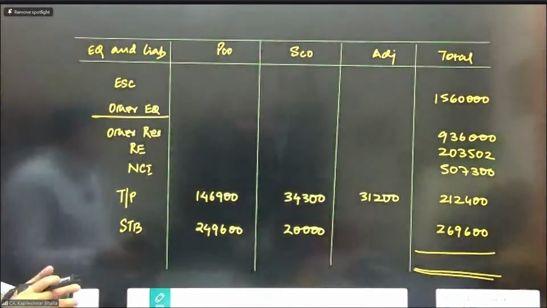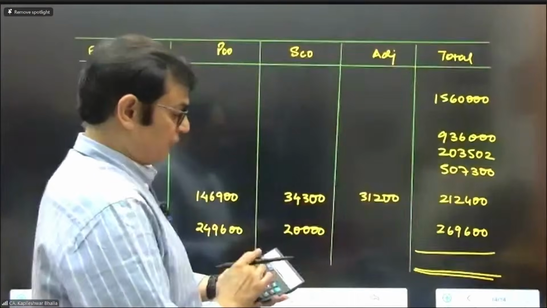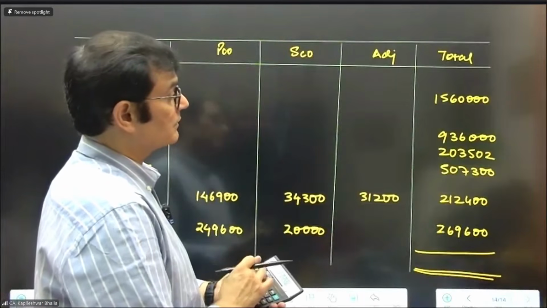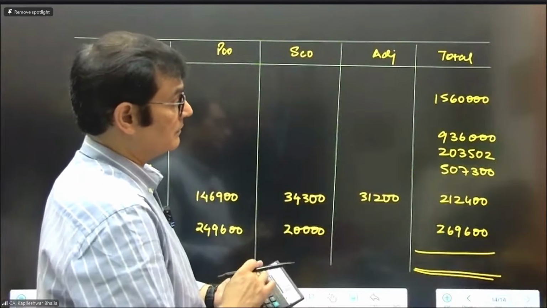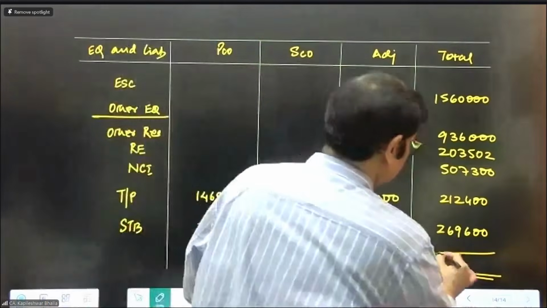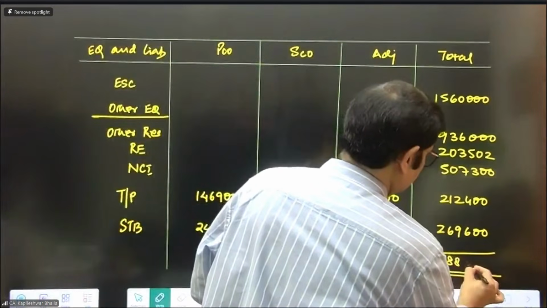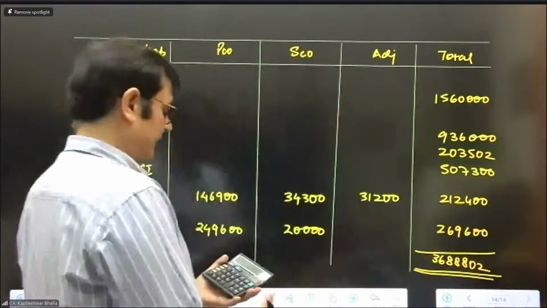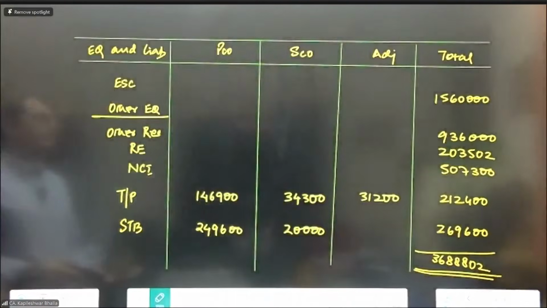Let's see the total. So 1560, 936. That's right, it comes to 3688,802. That is absolutely correct. So that makes us a consolidated balance sheet.